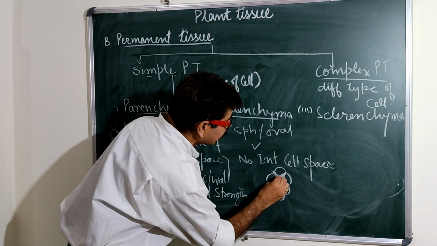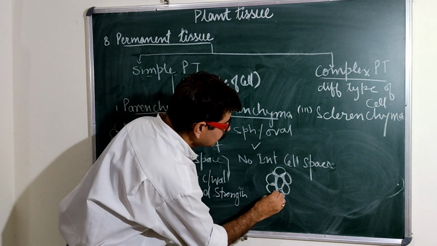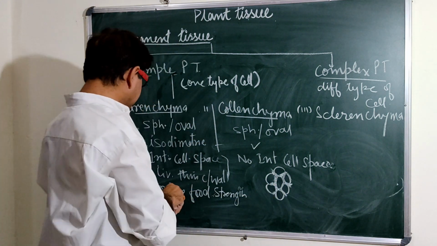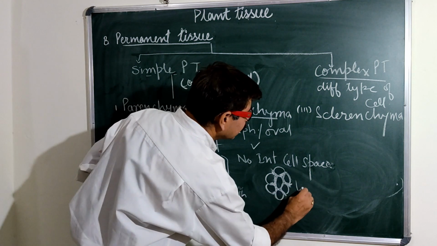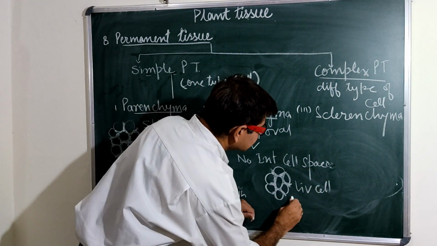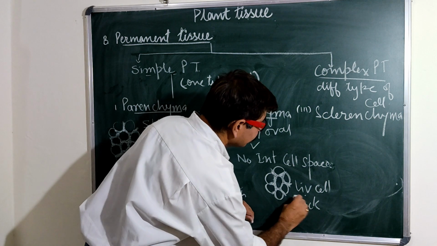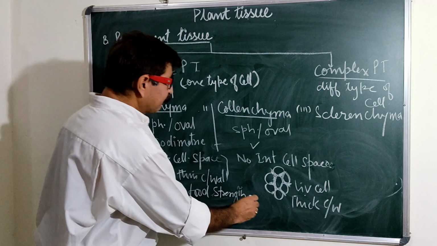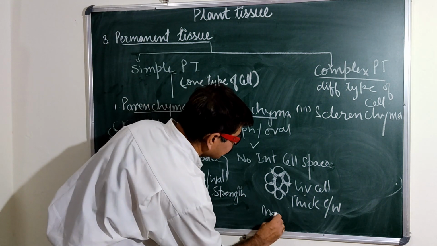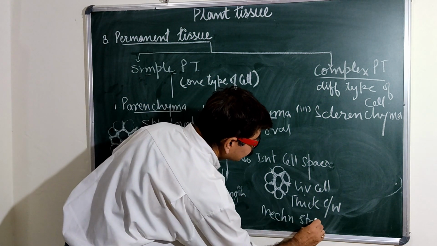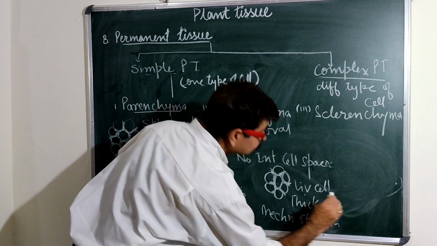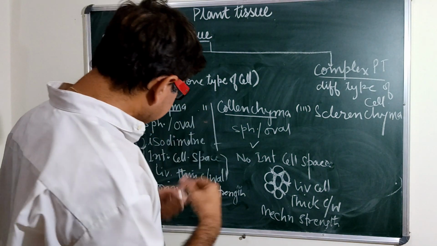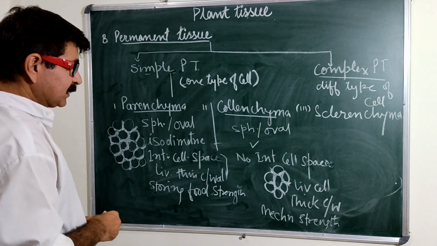So while the corners become thickened like this, they are living cells and they provide mechanical strength. They are also living cells, but the cell wall is thick. Function: provide mechanical strength. They are found in petioles and in thin stems. They are giving the mechanical strength.